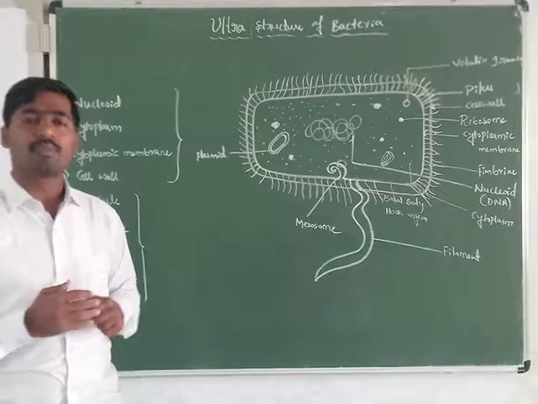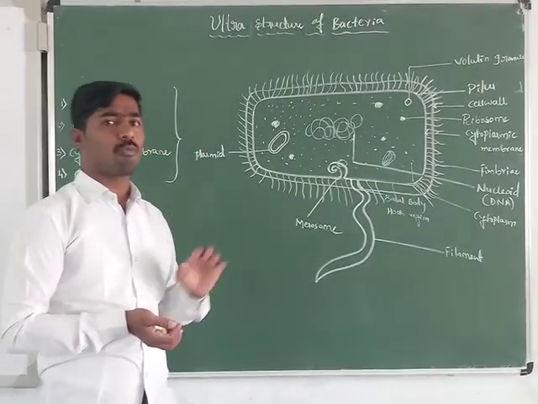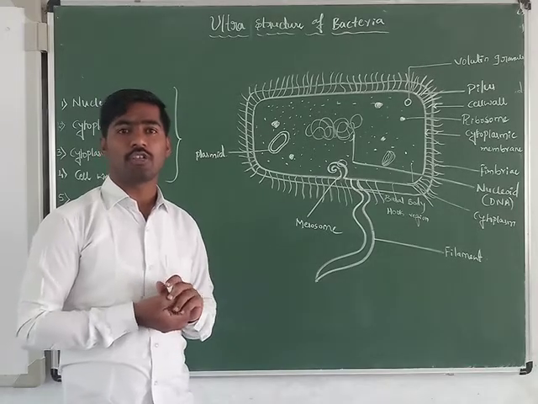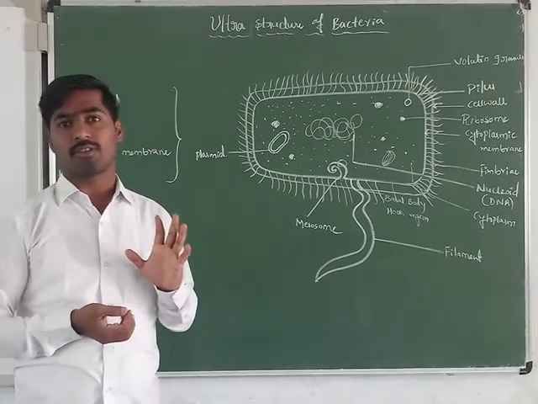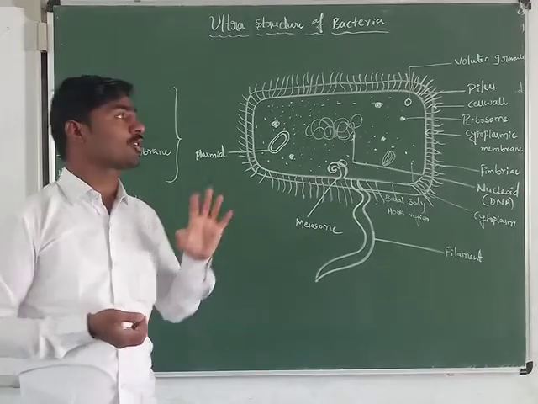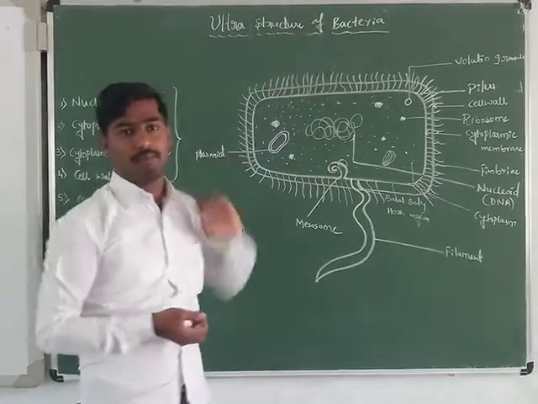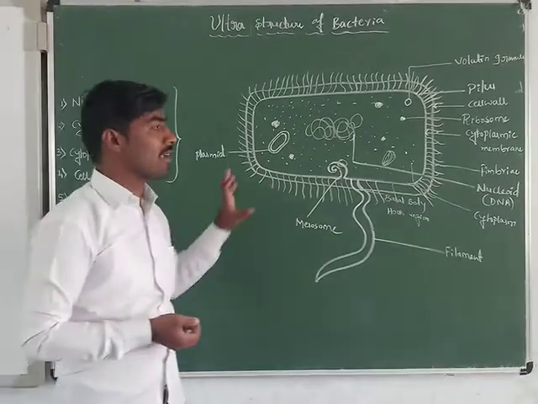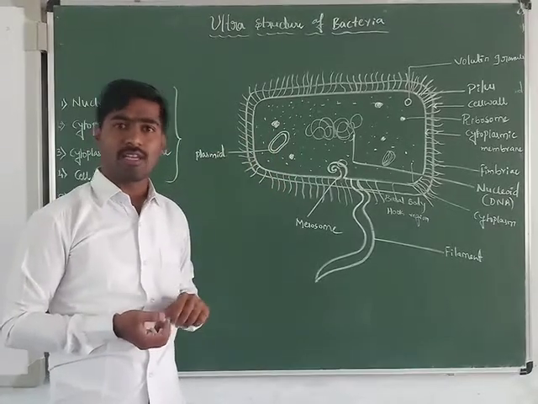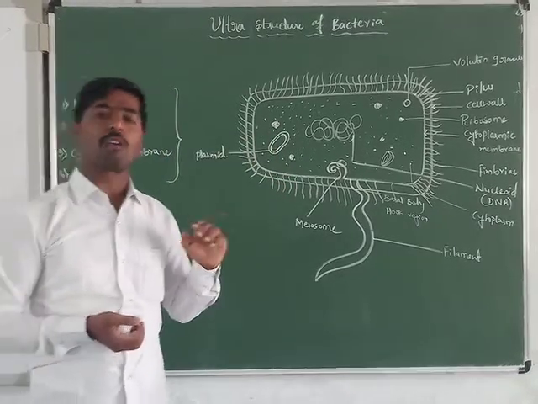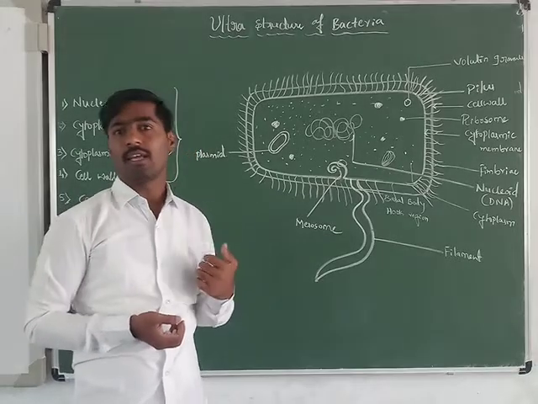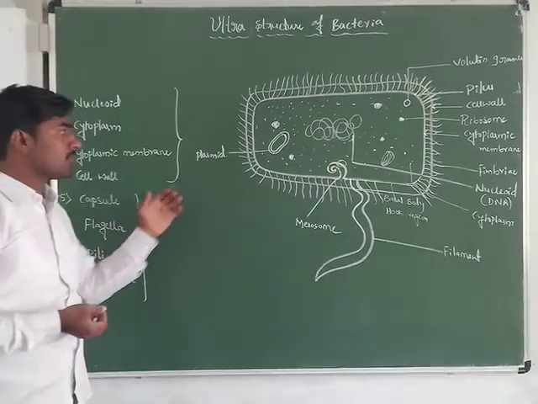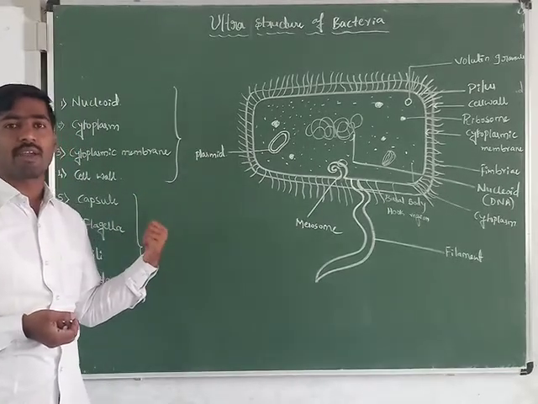In this video, I am going to discuss an important topic for your examination. A question can be asked for 10 marks: Explain the ultrastructure of bacteria cell. Or a question can be asked for 5 marks: Draw a neat labelled diagram of the ultrastructure of bacteria cell. In this class we discuss the ultrastructure of bacteria cell.